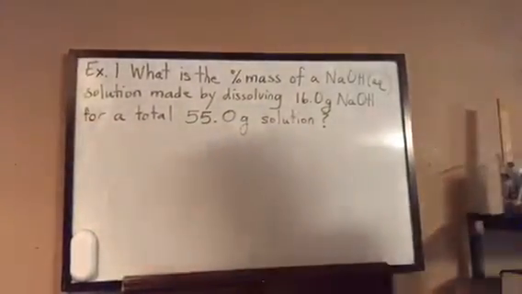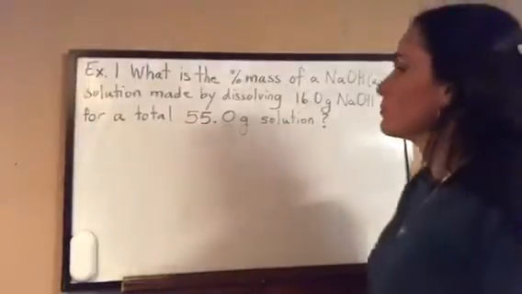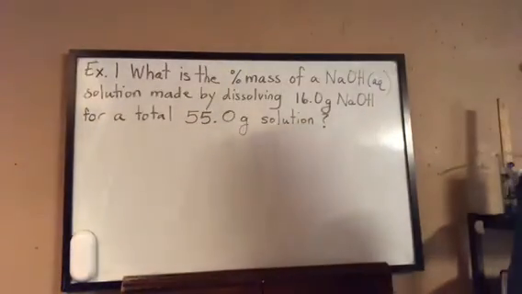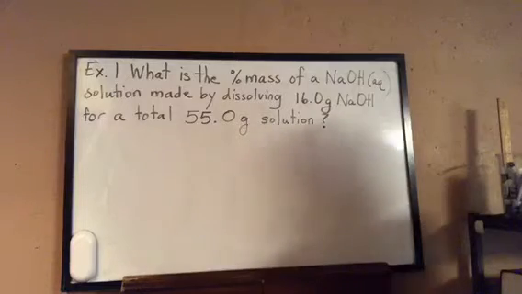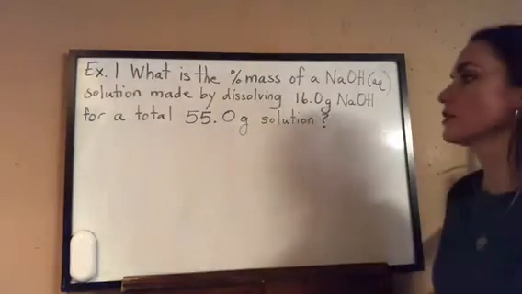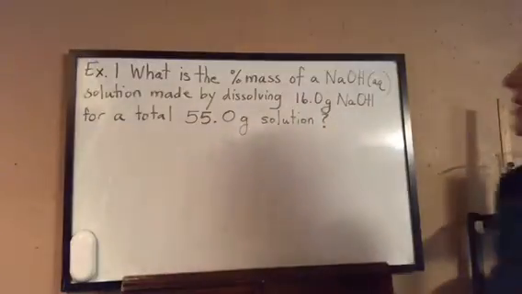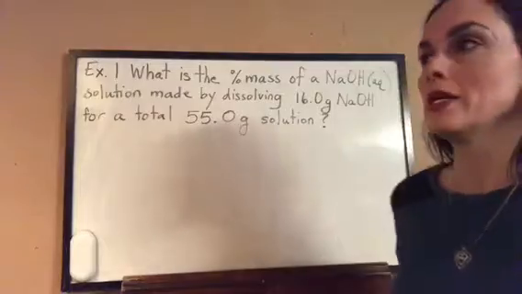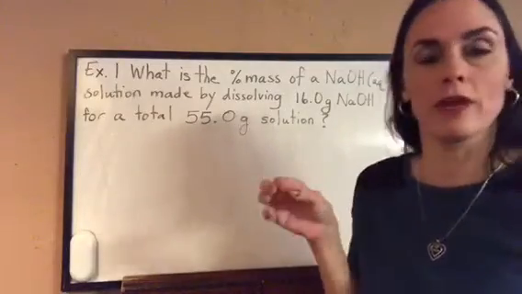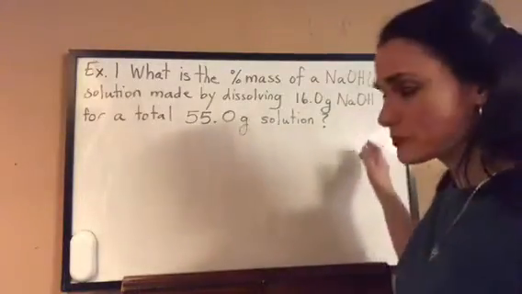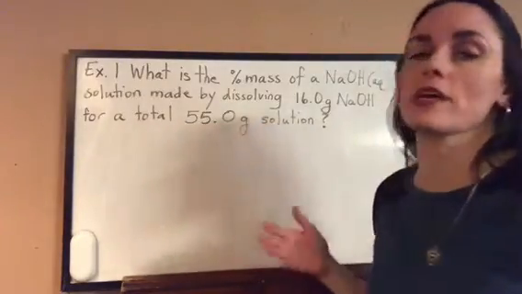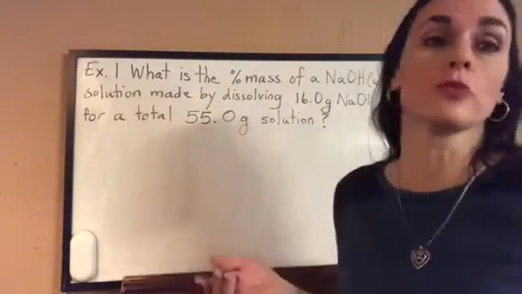Let's look at an example. What is the percent mass of a sodium hydroxide aqueous solution made by dissolving 16 grams of sodium hydroxide for a total 55 gram solution? Now, sodium hydroxide in its pure form is little tiny white pellets. A common name for it is lye, L-Y-E. And sodium hydroxide is used to make soap.